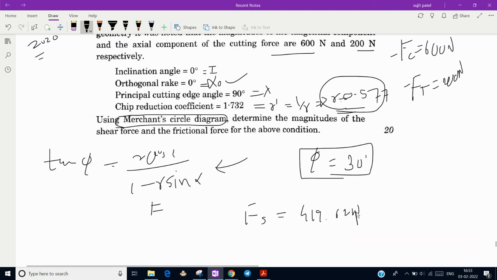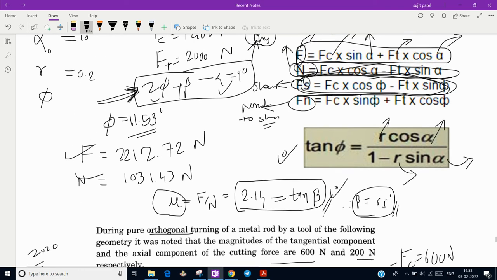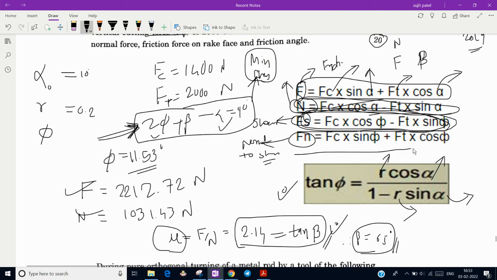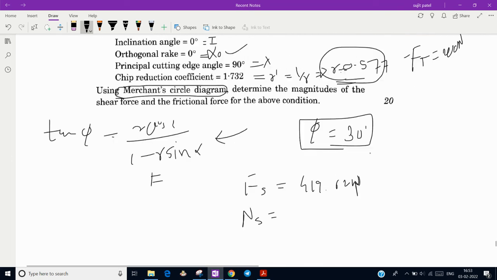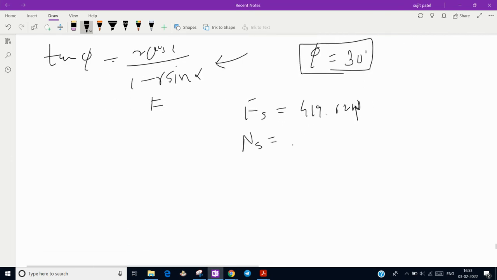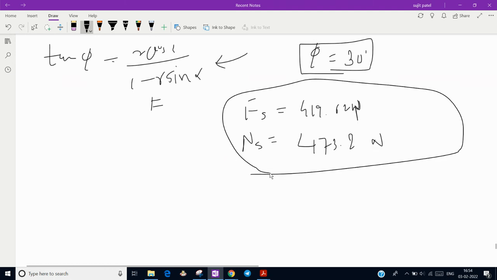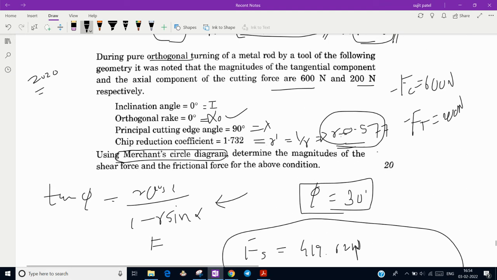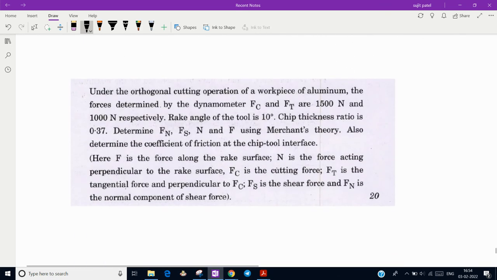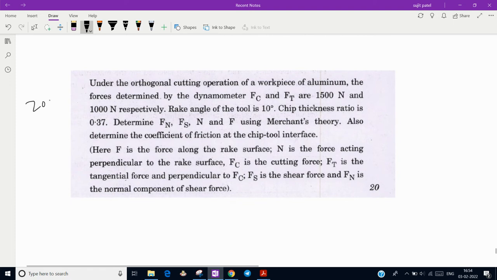Newton. And normal to the shear, again the same formula here, the fourth formula, Fc sin phi plus Ft cos phi. Here you can see this last formula, put those values over there and you will get 473.2 Newton. So this is the answer, only this thing we have to find, and it is a 20 marks question, very easy question. Next, and this is the last question of today's video.